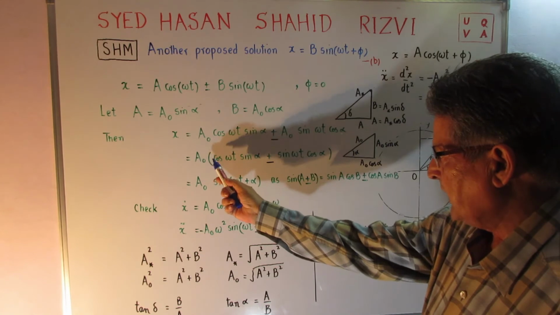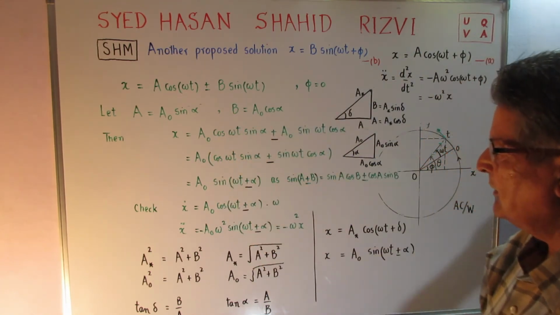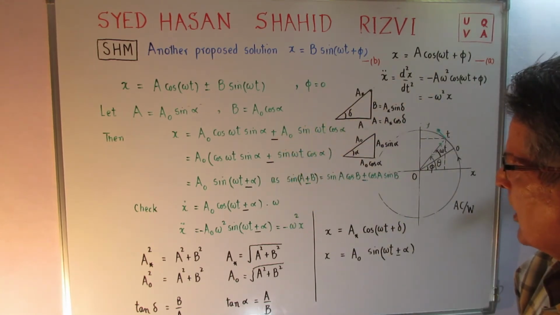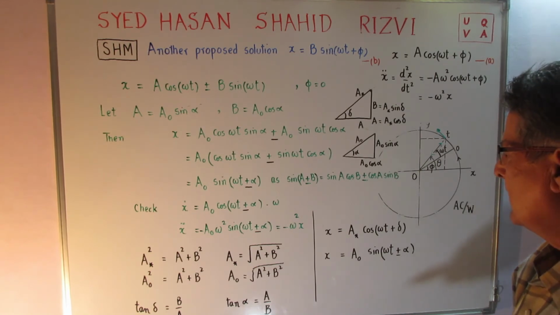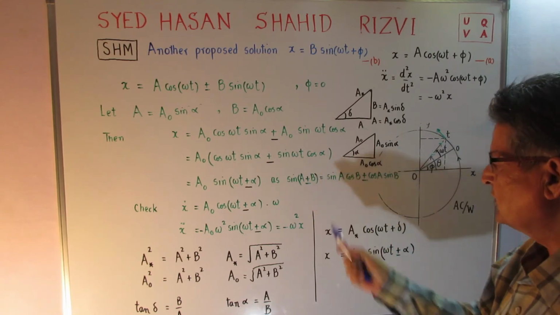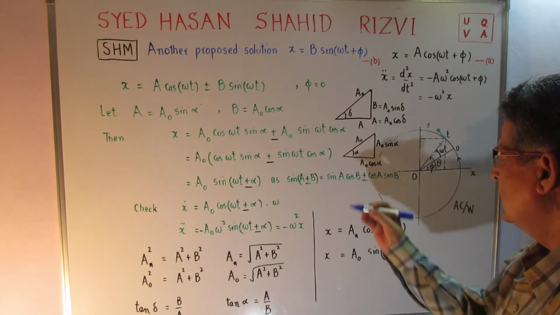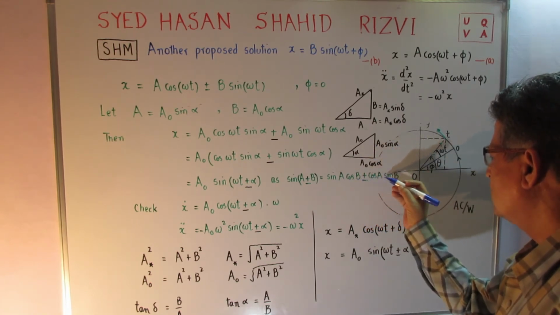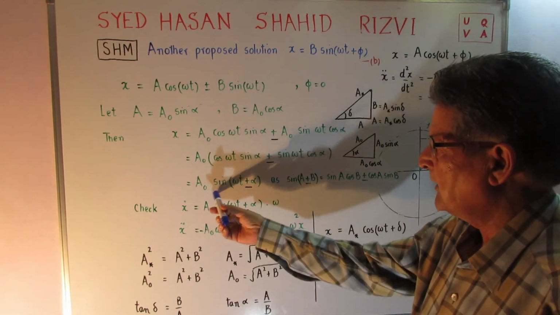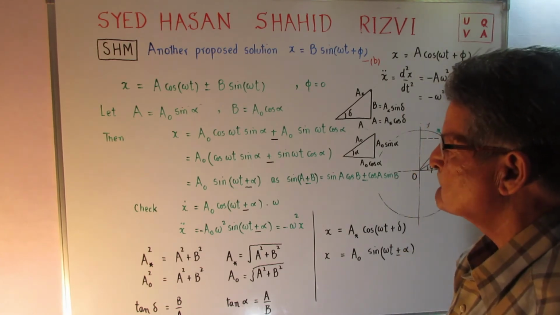And if I take a naught as a common factor, then we get cos of omega t sine of alpha plus minus sine of omega t cos of alpha, which is just like the compound function sine of a plus minus b is equal to sine a cos b plus minus cos a sine b. From that we can write back that this is equal to a naught sine of omega t plus alpha.